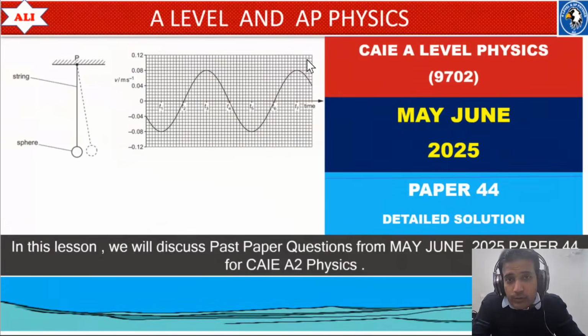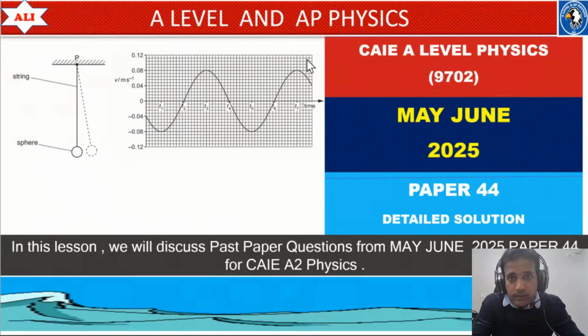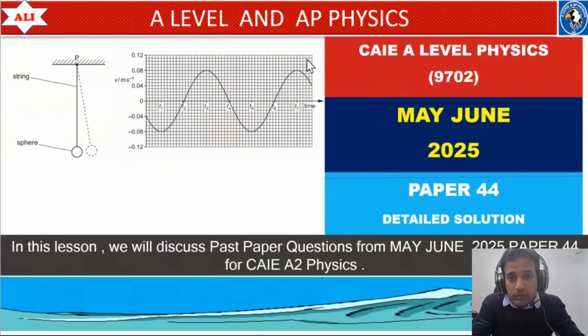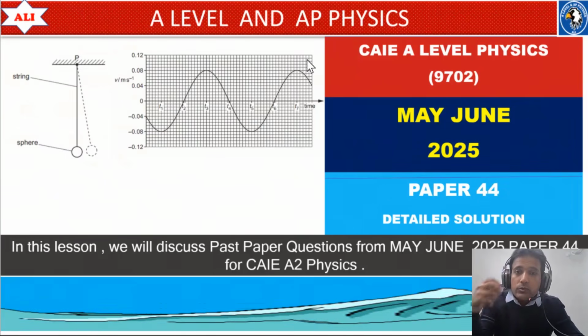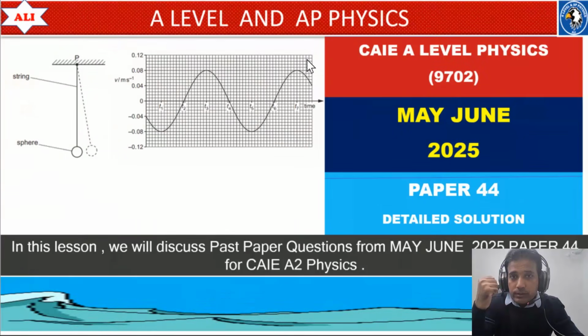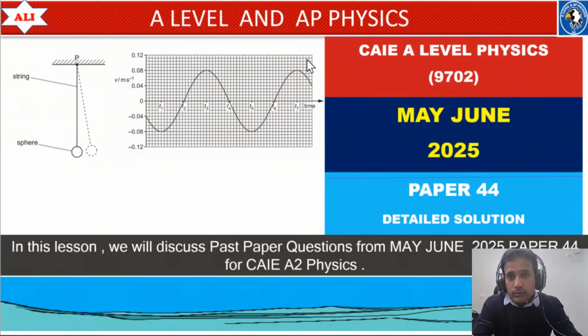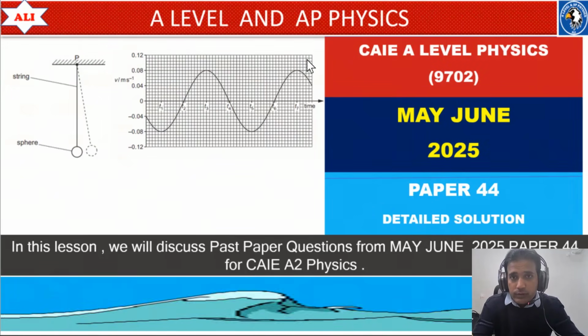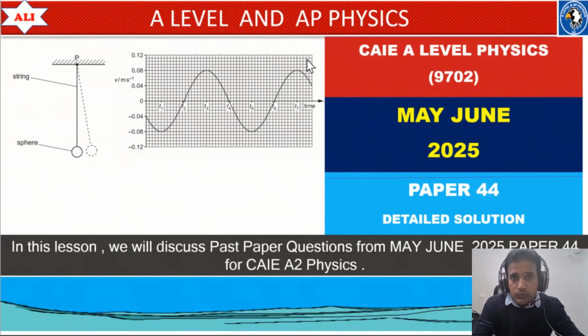Good morning, good afternoon or good evening. Welcome to A-Level and AP Physics. In today's lesson, we will discuss past paper questions from May-June 2025, paper 4, variant 4. As always, we will discuss these questions in detail so you can improve your conceptual understanding of physics and also have a better understanding of these exam questions. Let's study together, let's improve together.